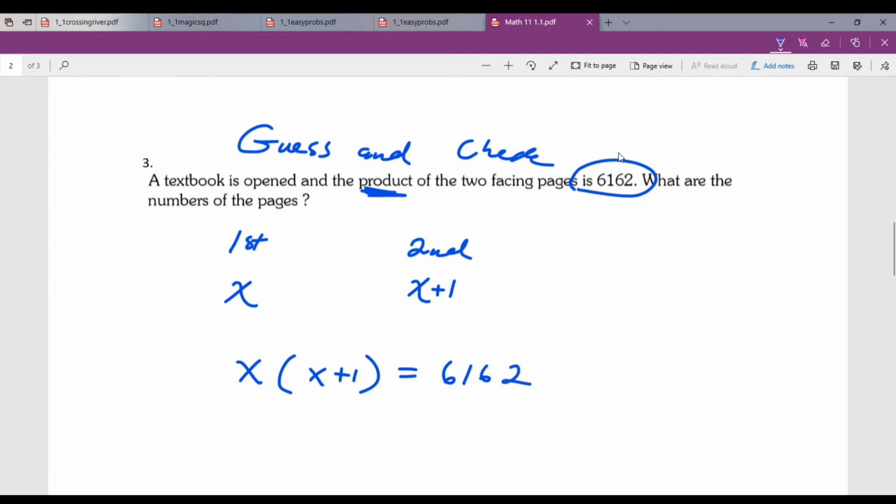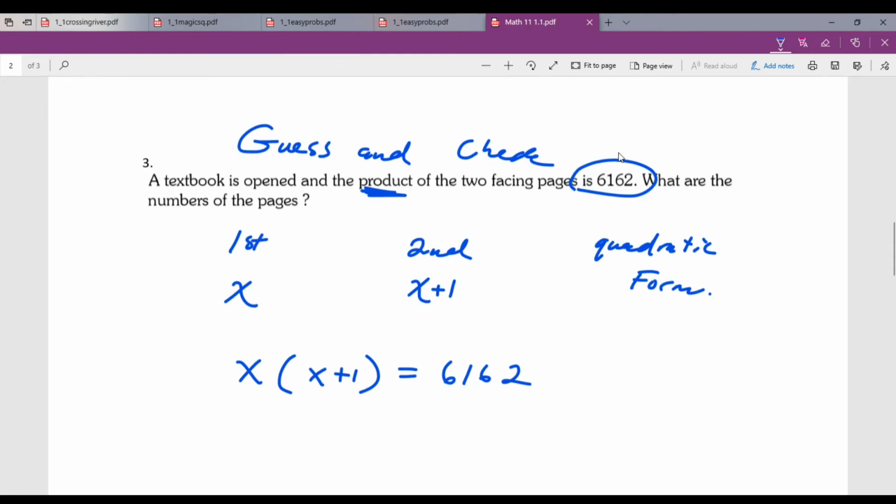And now we can use algebra if we wanted to by distributing the X, setting it equal to 0, and using the quadratic formula, if we remember that formula from Algebra 2, or I can use guess and check. I think it's faster to use guess and check, so I'll do that. And let's look at numbers that are consecutive. When you multiply them together, you get 6,162. So pause the video and try to guess the two numbers that when you multiply them together, you get 6,162.